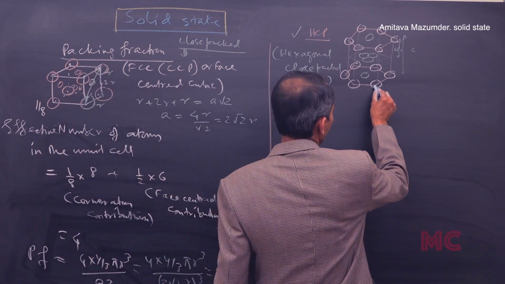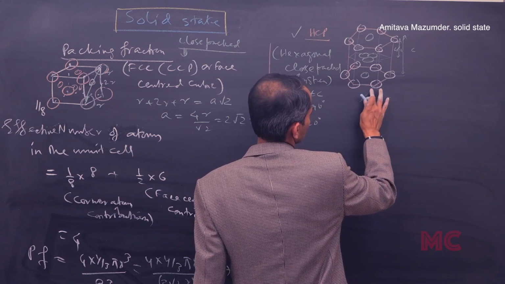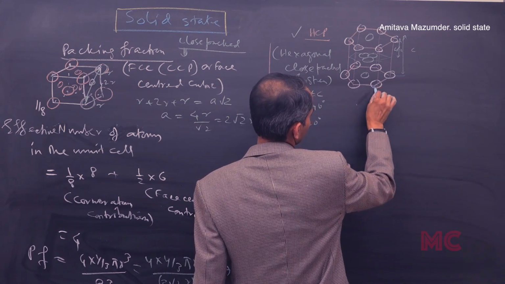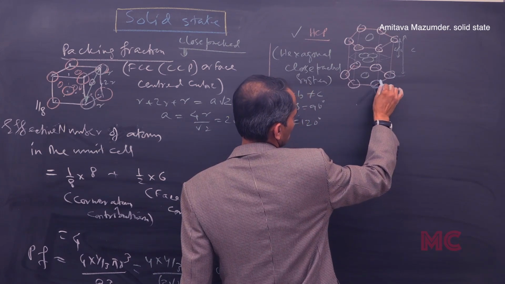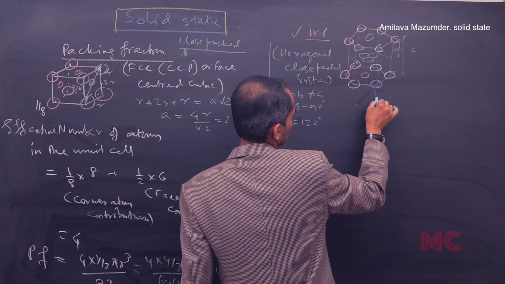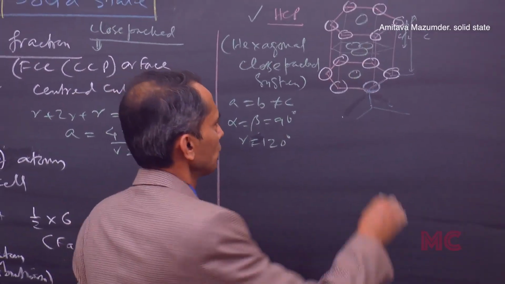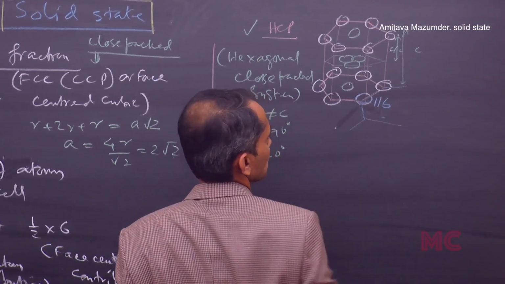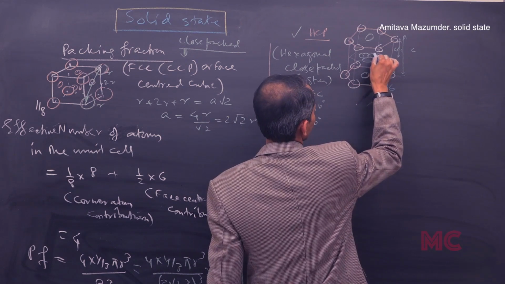Just look, all the corner atoms can be shared by, this is basically one hexagon, this one hexagon, this one hexagon. So this atom can be shared by this plane, this plane and this plane, from the top and from the bottom. So the share is 1/6 each. Face center is always half, and the inside ones are full, 1, 1, 1.